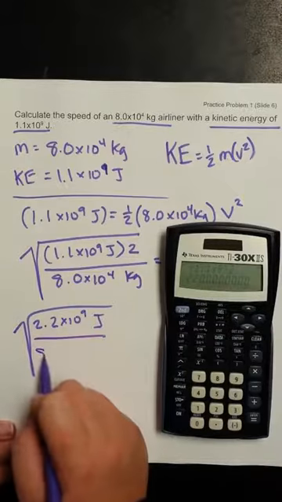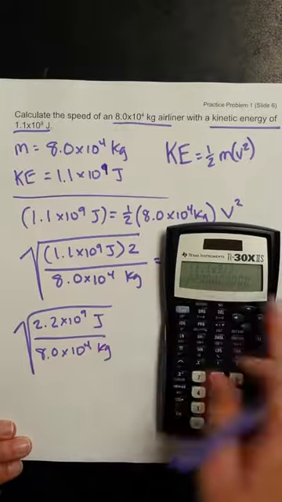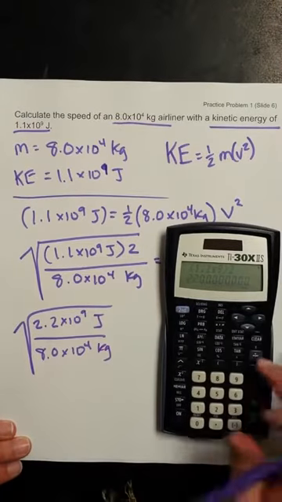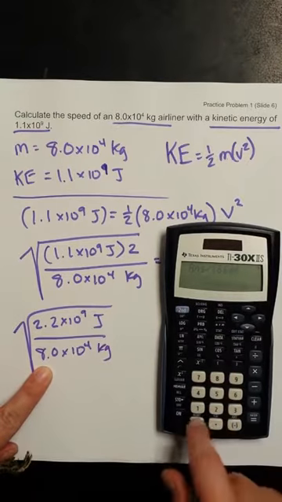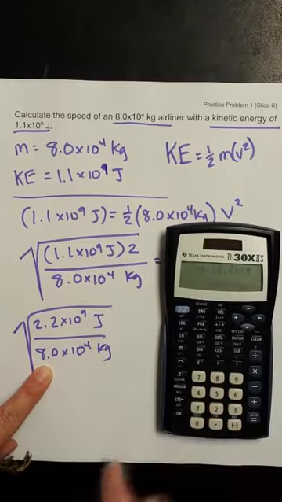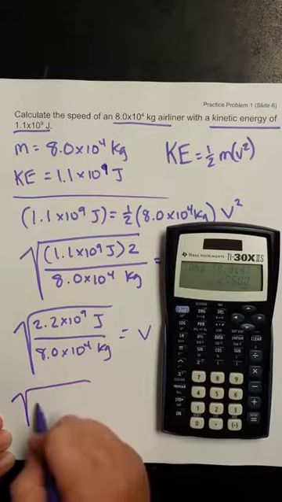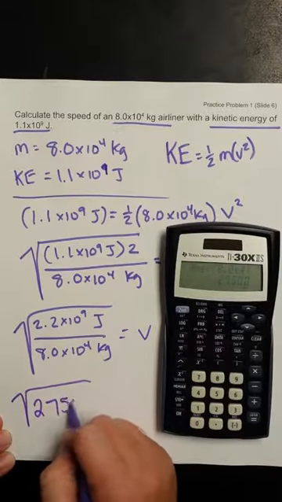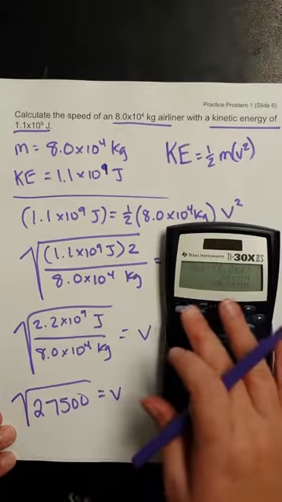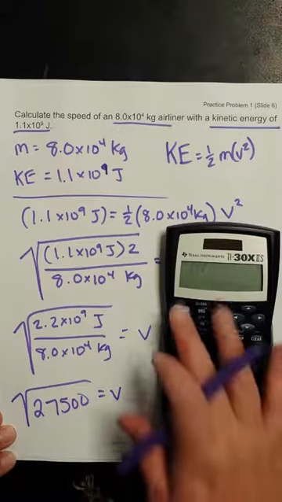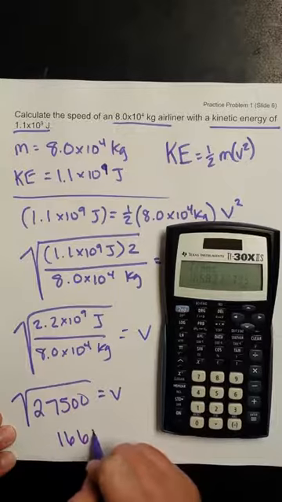Okay, and it's still divided by 8.0 times 10 to the 4th kilograms. Since this number is already in my display, I'm just going to say divided by, and put in my 8.0 times 10 to the 4th. So parentheses, 8.0, still have to do the EE 4. Okay. So now I've got the square root of 27,500 for my velocity. Now I've got to square root it to get my actual velocity. Okay, and it's got 166 meters per second.